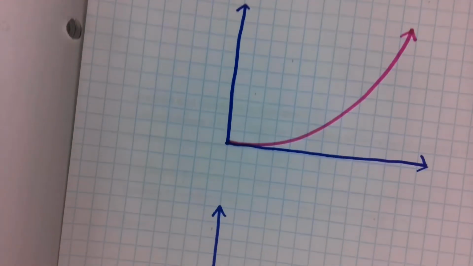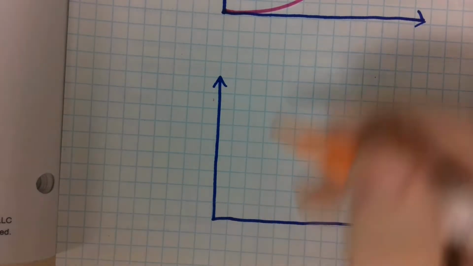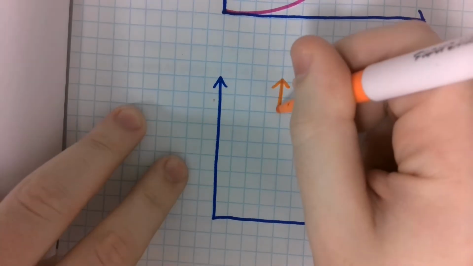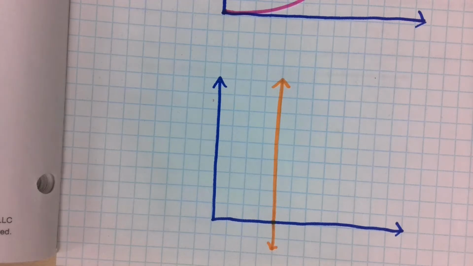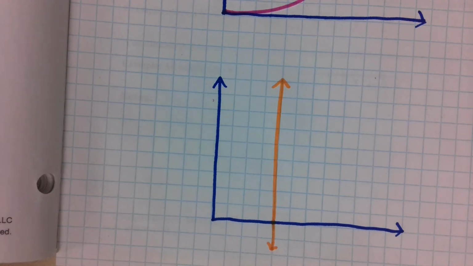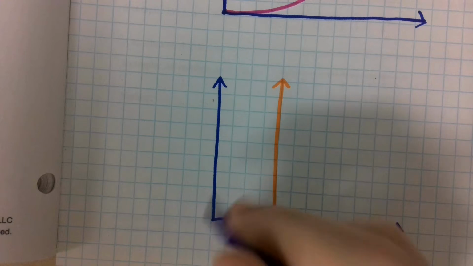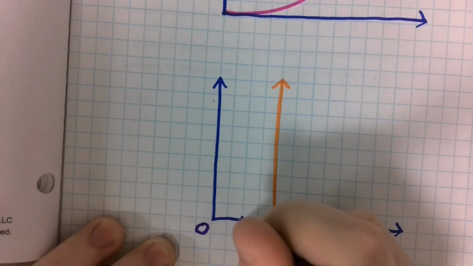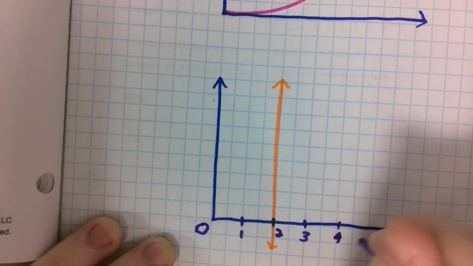But there was one other little caveat there. What if my line looks like this? What if it just goes up and down? I mean, that's still a straight line, right? Why can't that be a linear function? Well, the key word is the word function. Let's say for a minute that I labeled my x-axis 0, 1, 2, 3, and so on and so forth.